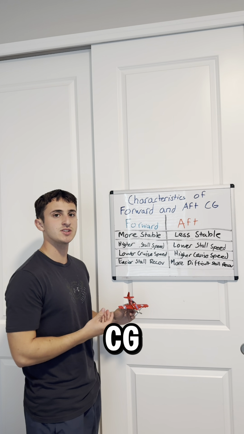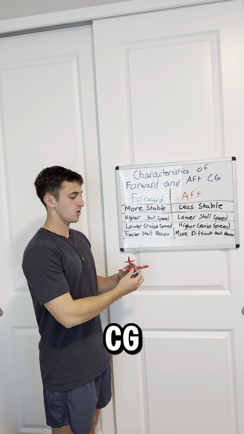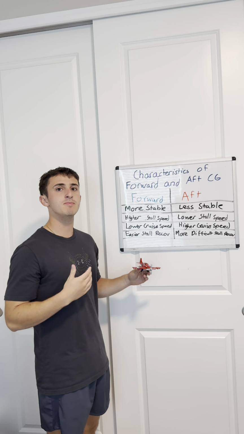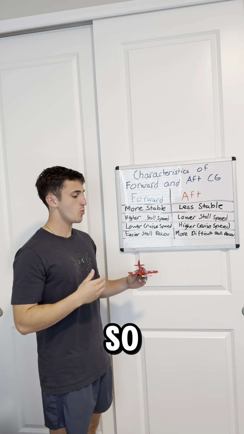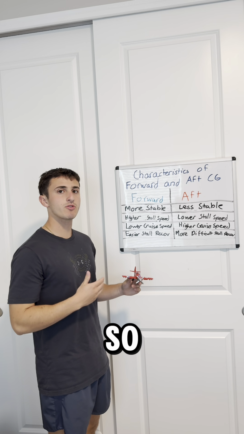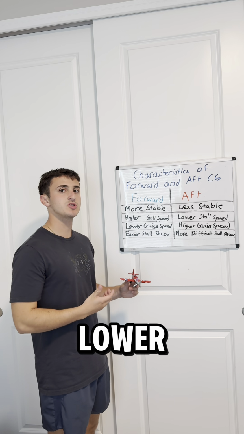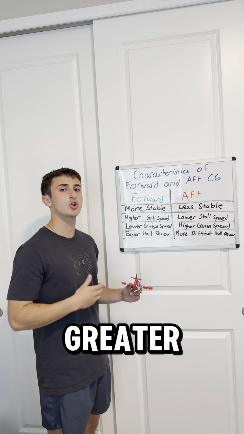And when we have an aft CG, our aircraft is going to have a lower stall speed. With the forward CG, we are creating more lift, which means more induced drag. Induced drag is a byproduct of lift. So with the forward CG, we are going to have more induced drag, so we are generally going to be flying at a lower cruising speed. And with an aft CG, we are generally going to be flying at a greater cruising speed.